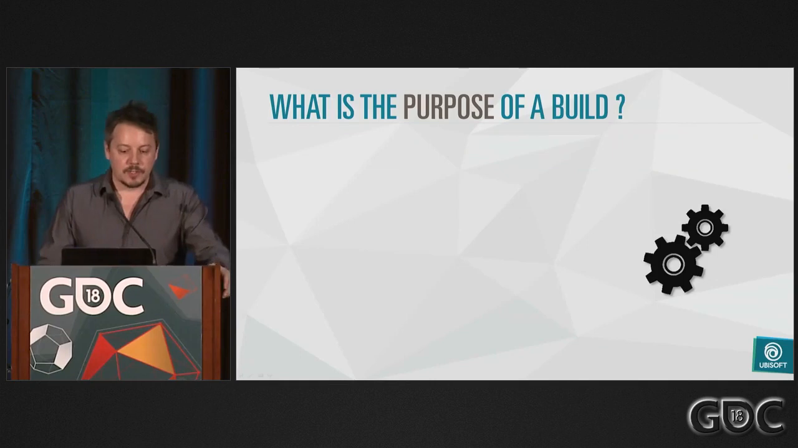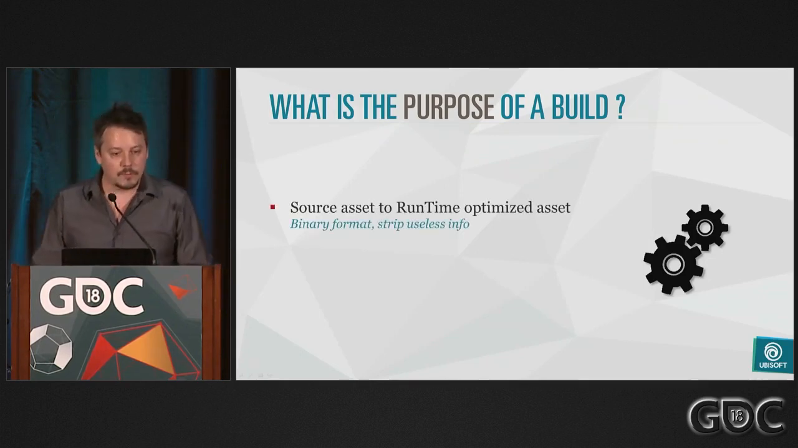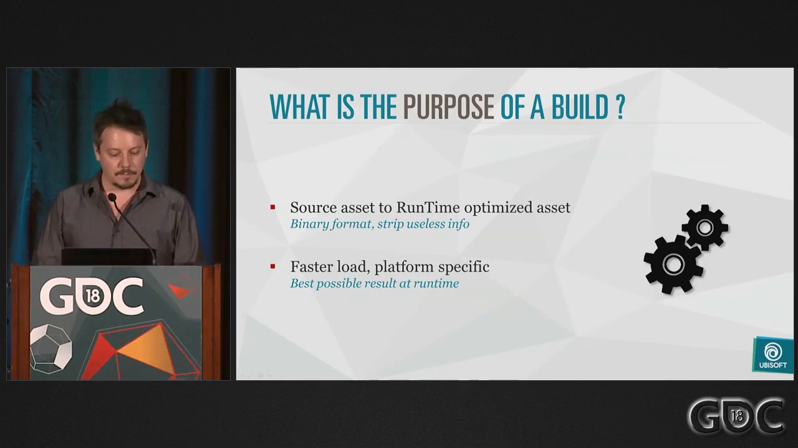So the first question we need to answer is: what do we expect out of a build system? What do we expect out of it? We want to turn a source asset into an optimized asset, in binary format with all the tool information stripped out, in order to have the fastest loads possible in the game, and have the data built in a way that is platform specific, the best possible format for the target platform.